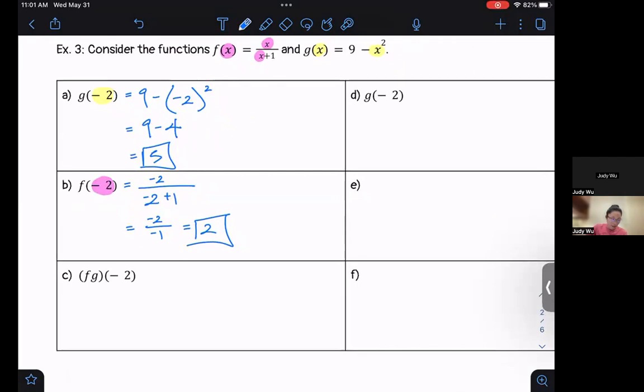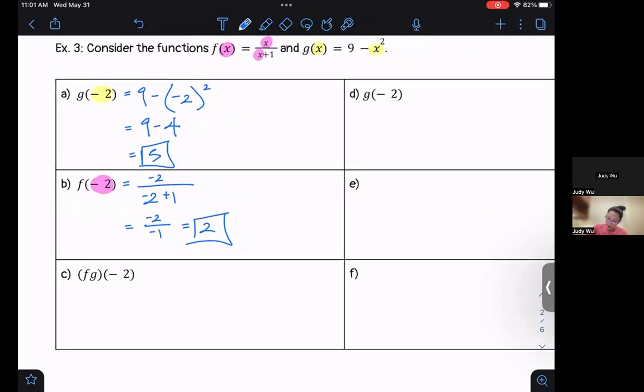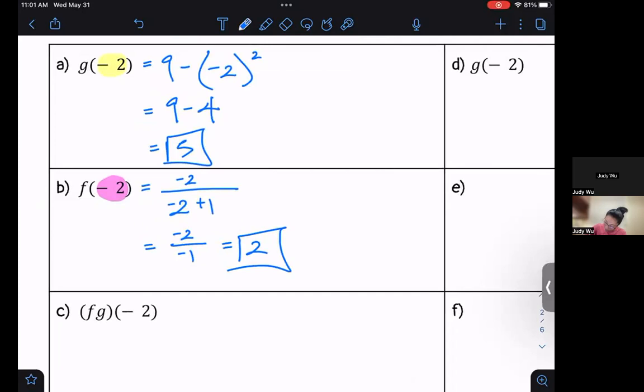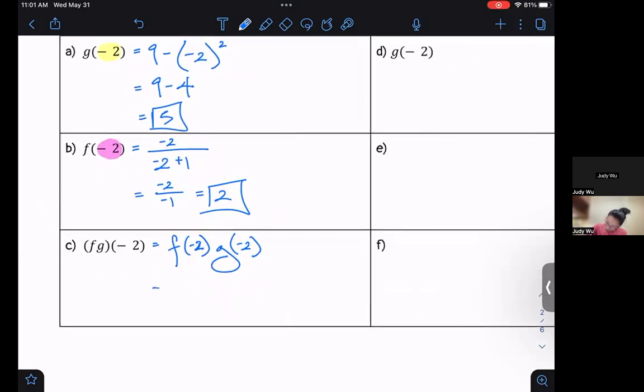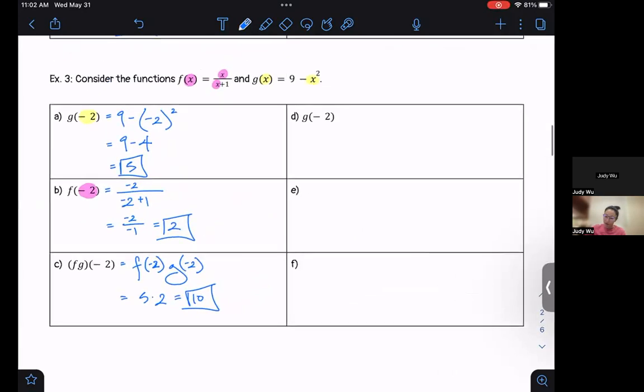All right. So we've got f of negative 2, g of negative 2, and now fg of negative 2. Remember, that really says take f of negative 2 and then multiply it by g of negative 2, which will give us, let's see, 5 times 2, or 10. So that's the way it would work if we were just multiplying. But again, we want to introduce this idea of putting the output into a different function.